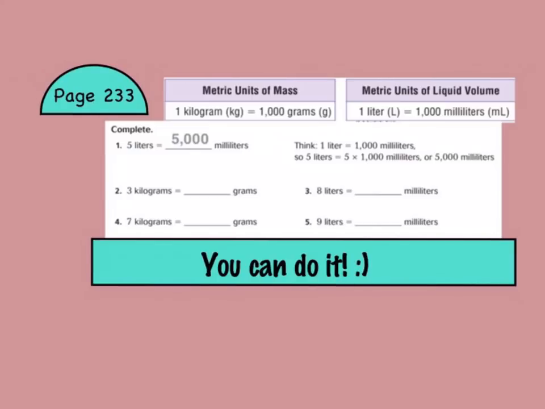We're going to take a look at number 1. We are using now metric units of mass and metric units of liquid volume. So I know I have 5 liters, and it says blank milliliters. So I'm going to go ahead and draw my 1, 2, 3, 4, and 5 liters. And if I look up the top, I know that 1 liter is equal to 1,000 milliliters. So in each of the blanks should be 1,000.